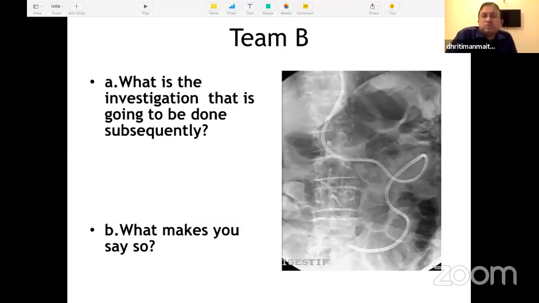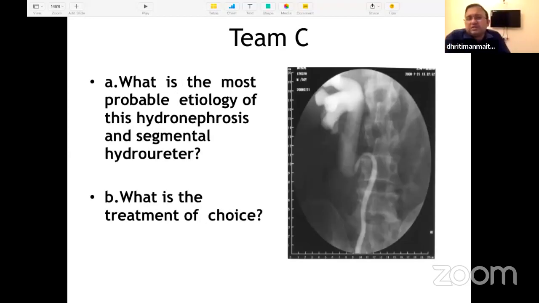So what is the most probable etiology of this hydronephrosis and segmental hydroureter in this patient? This is to Vaibhav. This is an IVP where you see a part of the ureter dilated and the pelvic calyceal system dilated. And you can see that the lower end of the ureter is shifted towards the midline. Now that's hint enough.